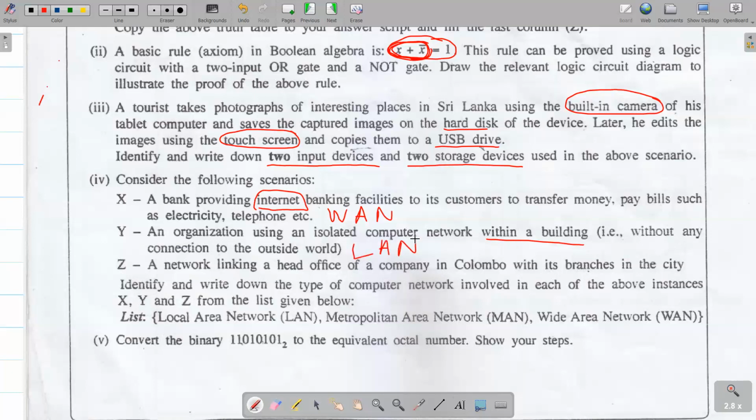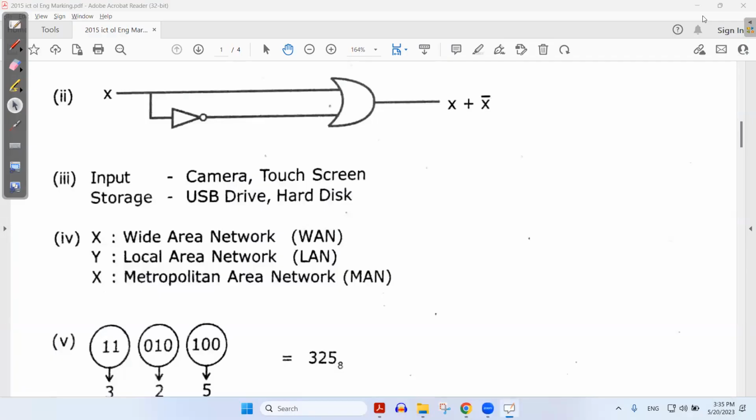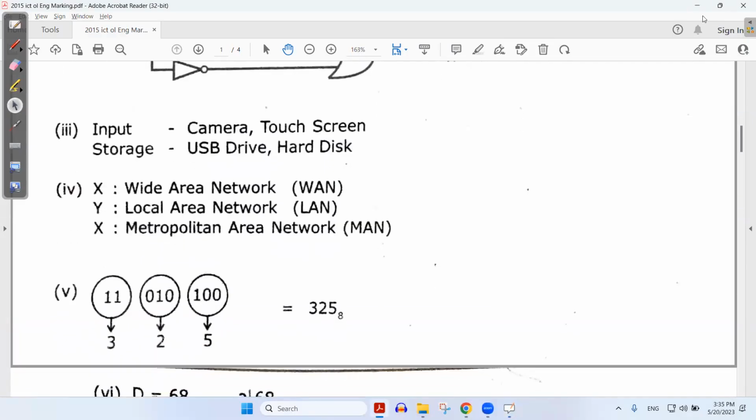Network linking a head office of a company in Colombo with its branches in the city. Yeah, if it is in the city, that means that is quite a big area, but it is not bigger like the wide area network, but it is larger than the local area network. So this is going to be MAN, Metropolitan Area Network. So X is WAN, Y is LAN, and Z is MAN. So the marking scheme goes like this.